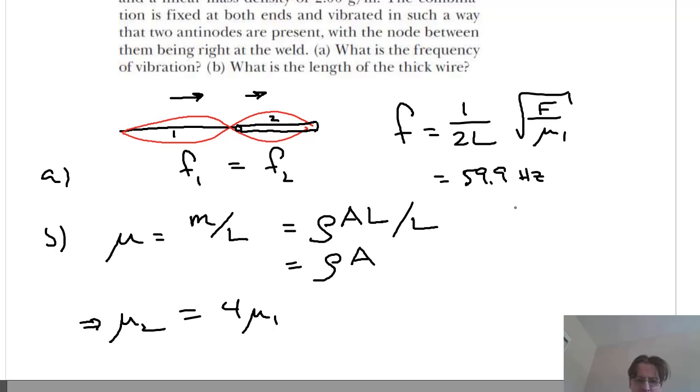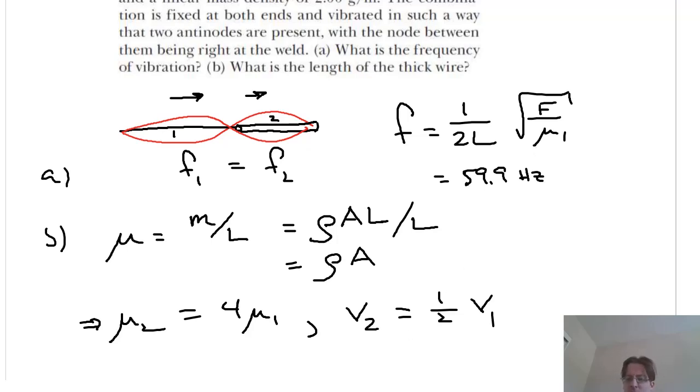What does that mean in terms of the speed of the waves and the wavelength? Well, if you quadruple the value of mu, that would cut the speed of the waves in half. So this means that v2 is 1/2 v1, because the square root of mu determines the speed of the waves. So v2 is half of v1.